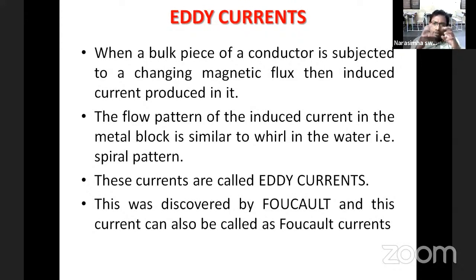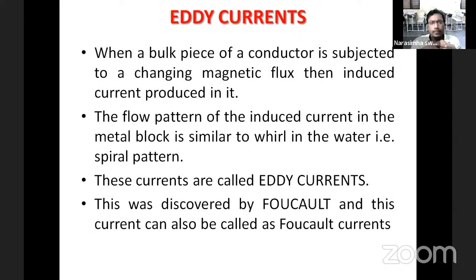In such materials, how can we say in which direction the current is flowing? Just square shaped, for example, a metallic block is there. If it is kept near a changing magnetic flux, in that place, if you keep a metallic block, will it induce current? That's the eddy current concept. Yes, that metallic block also produces current. Those currents are called eddy currents.